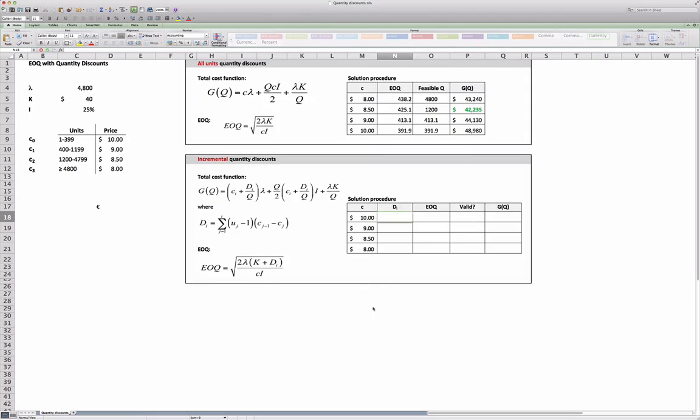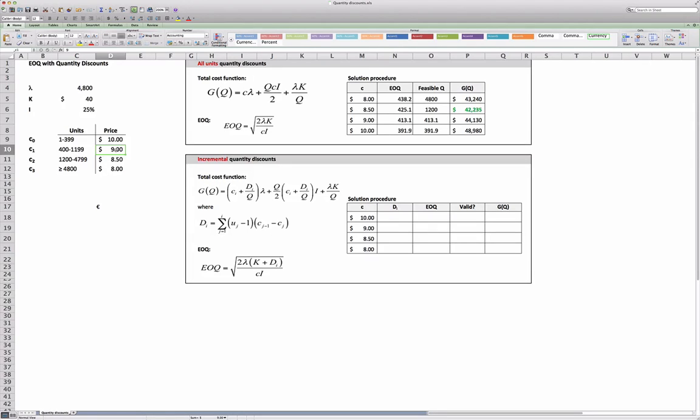Hello and welcome back to part 2 of our discussion of the EOQ with quantity discounts. In the first video, we talked about the all units quantity discount schedule, which assumes that the quantity discount applies to the entire quantity, to all units in our orders. So if, for example, we were to place an order for 500 units, looking at this schedule right here, we would assume that we will pay $9 for each of those 500 units in our order.